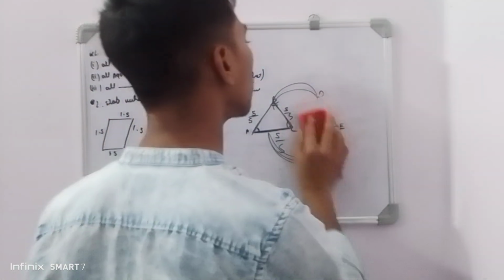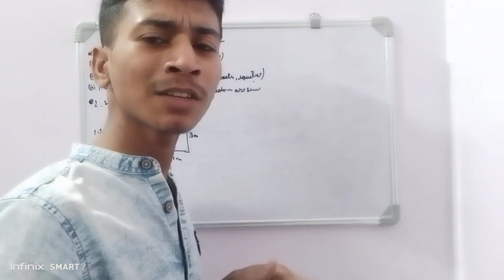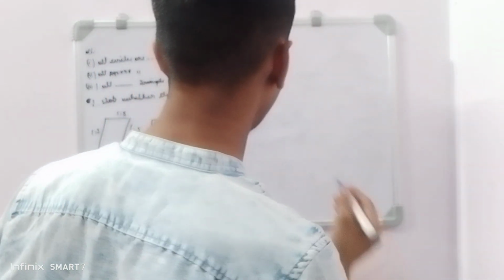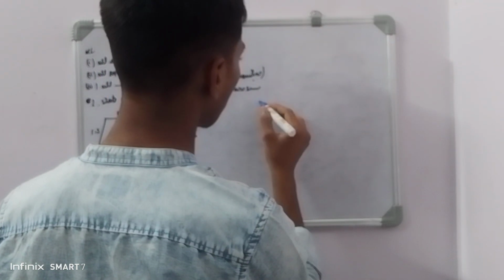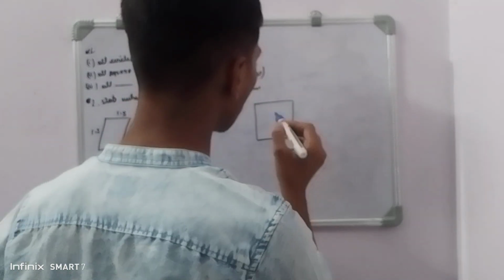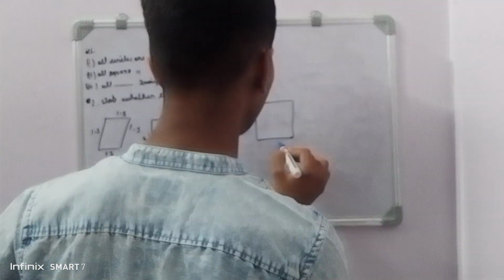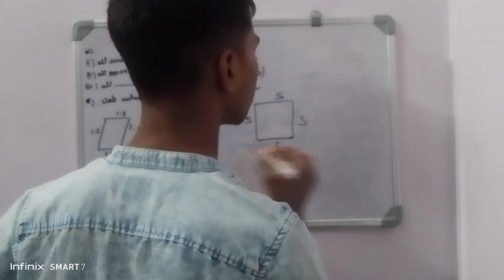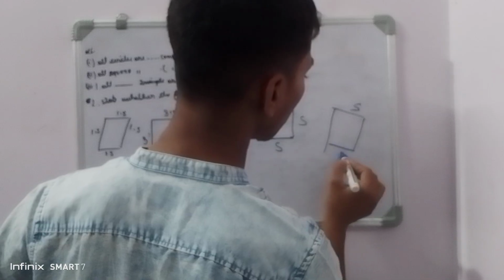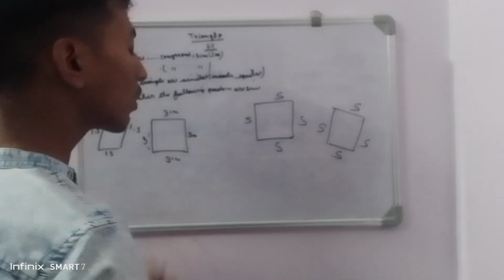But now I am talking about the polygon. Polygon means a closed figure which is made up of many lines. Let's suppose a closed figure like this one. This polygon has sides of 5 centimeter, 5 centimeter, 5 centimeter and 5 centimeter. And let's suppose we have another which is also 5 centimeter, 5 centimeter, 5 centimeter. But both of them are not congruent.